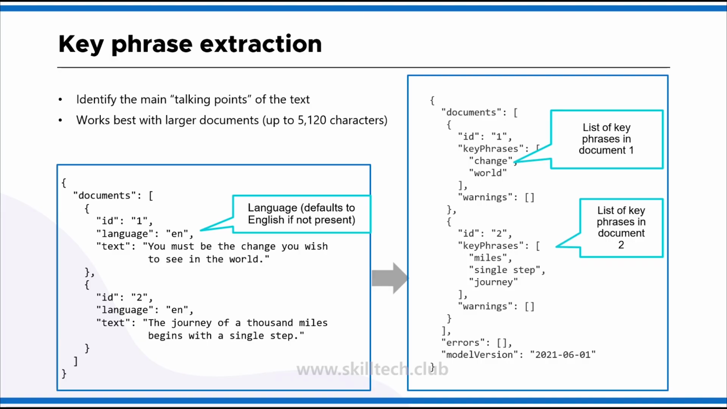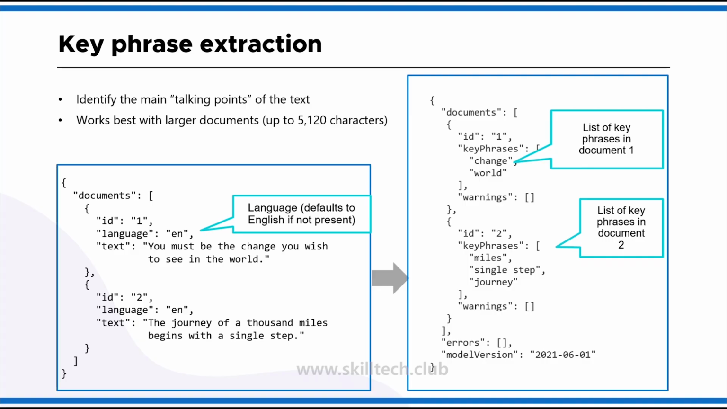Now, on the left side, we have provided again one JSON object which has two IDs, 1 and 2. The first one is in English, which is the text, "You must be the change you wish to see in the world," which is a famous quote. And same way, the second one is also English, which is, "The journey of 1,000 miles begins with a single step." Now these two inputs which we are providing here, we want to understand what kind of key phrases are actually available in them.